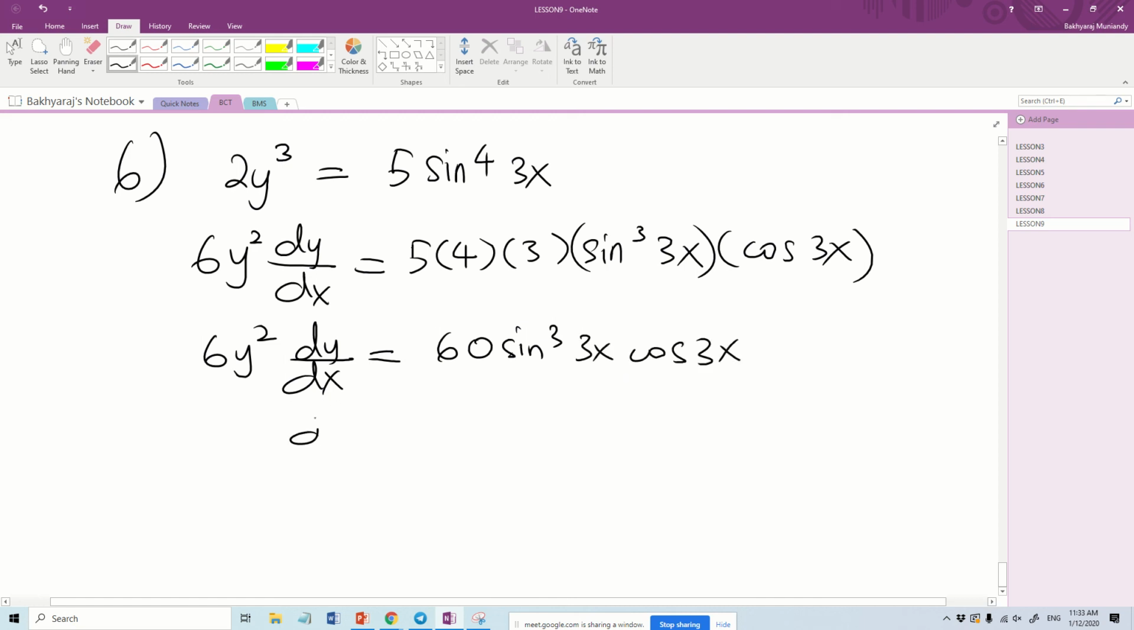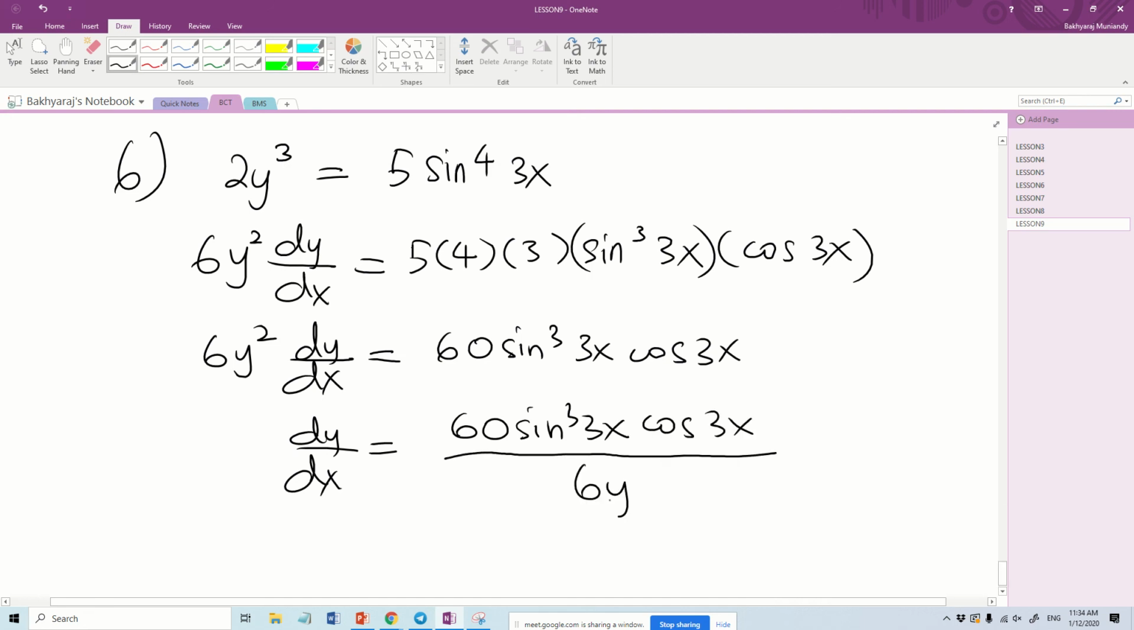So I want dy dx. Yeah, 60 over sin power of 3, 3x, cos 3x over 6y square. So boleh cancel ni? Ya, correct. Ini boleh cancel lah. Of course ini boleh cancel. So ini jadi 1, ini jadi 10 lah. So you must give me the simplified answer lah, the most simplest answer.